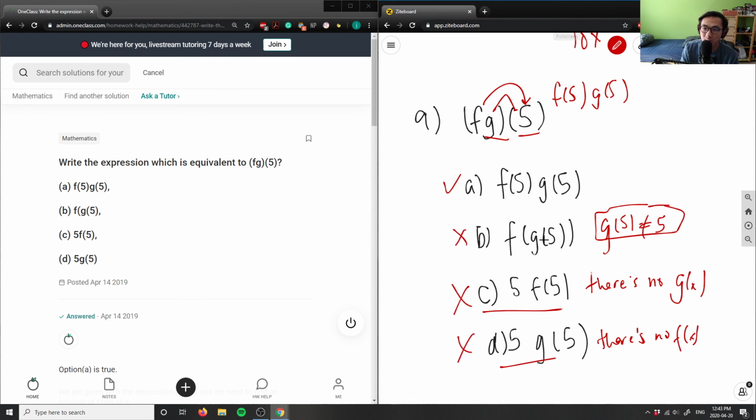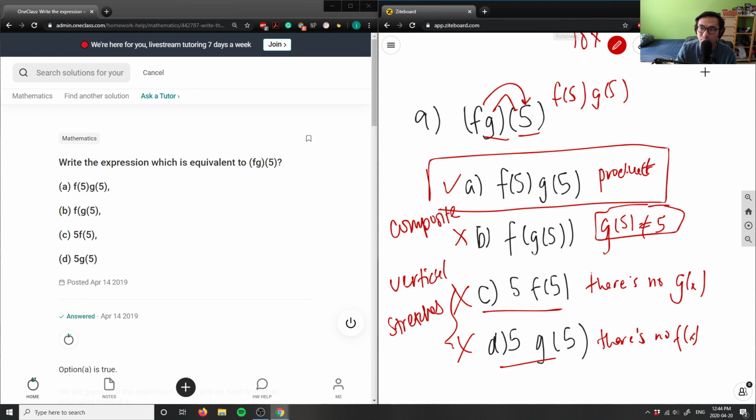So again, you could think of this as a product. This here is a composite function. And these 5s here are simply vertical stretches, right? These are both vertical stretches here. So it doesn't actually make sense to do C or D here, because it doesn't even account for the other function. These are vertical stretches. So again, A here is our correct answer.